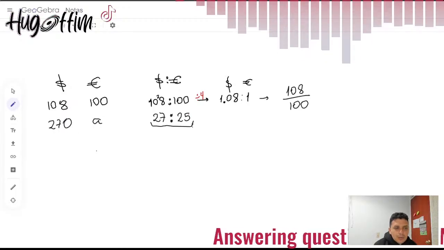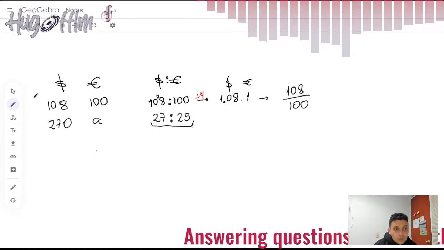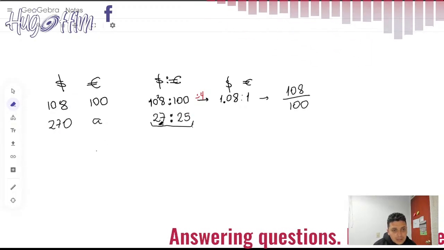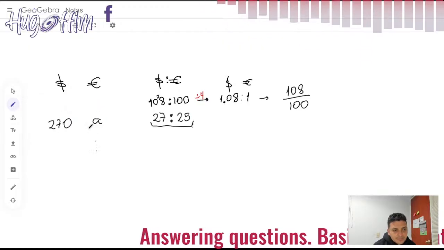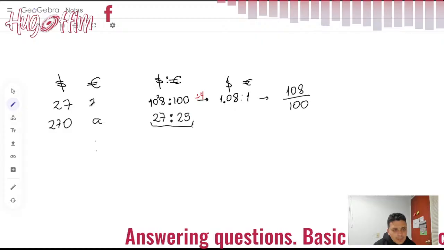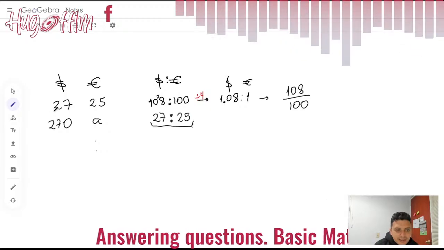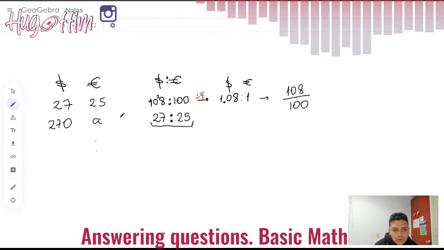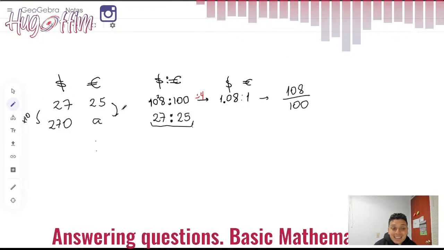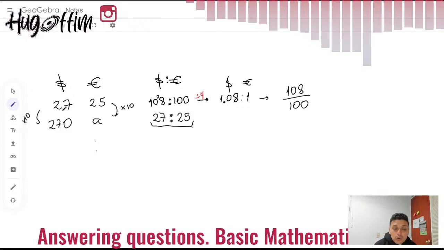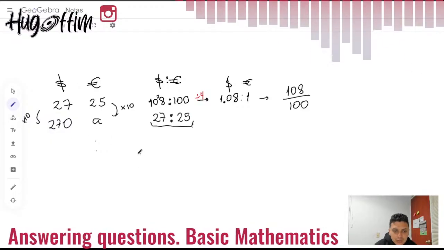$270. I want to know how many euros are in $270. So you can use 108 to 100, or if you want, as I simplify my ratio, I can use 27 to 25. Now observe that here 27 and I want to know 270, so immediately you can see that I'm multiplying times 10. As this is direct variation, you can just multiply by 10 to get the answer of A. But let's do it by direct variation.